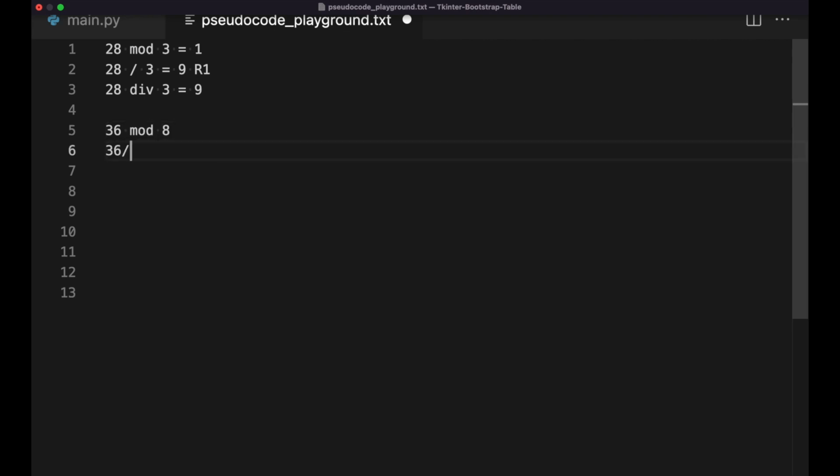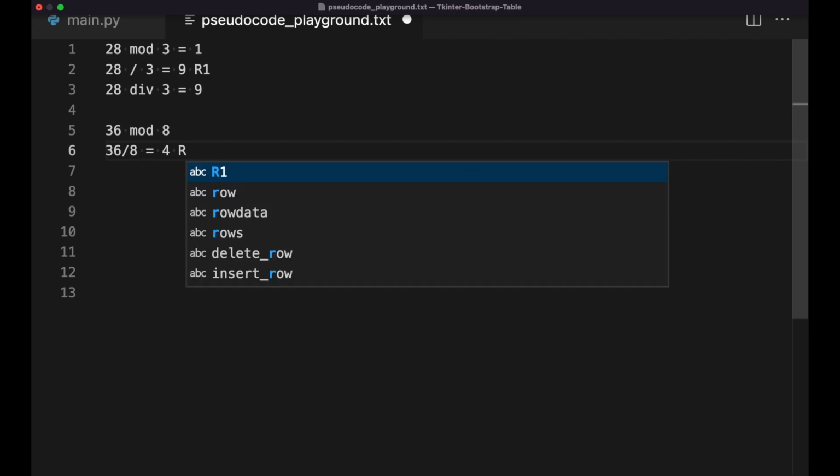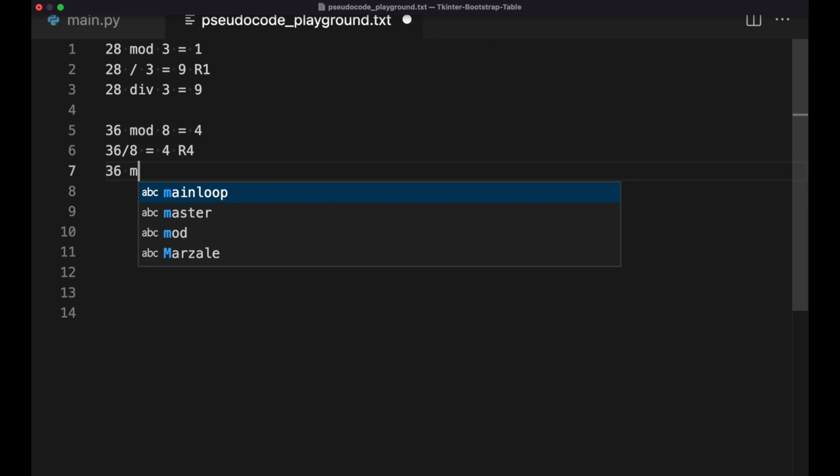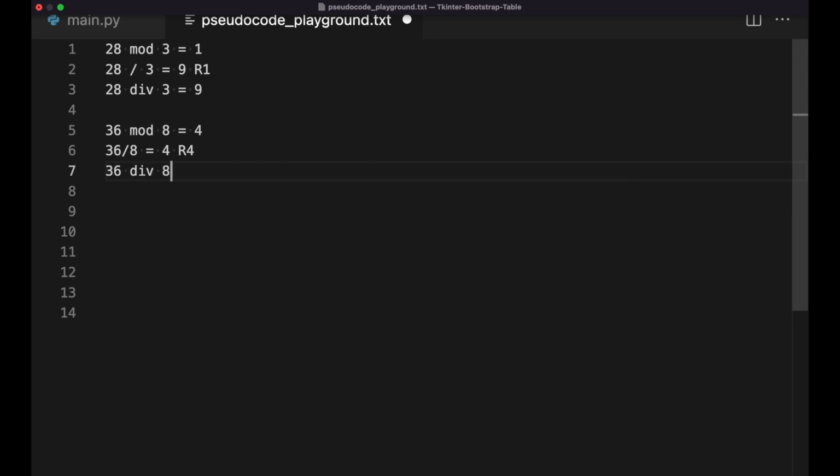If we do 36 divided by 8, then we are going to get 4 remainder 4. So that means that 36 mod 8 is going to be equal to 4. Now, if we did 36 div 8, we're just going to get 4 because this is 4 right here. Because 8 goes into 36 4 times and no more.